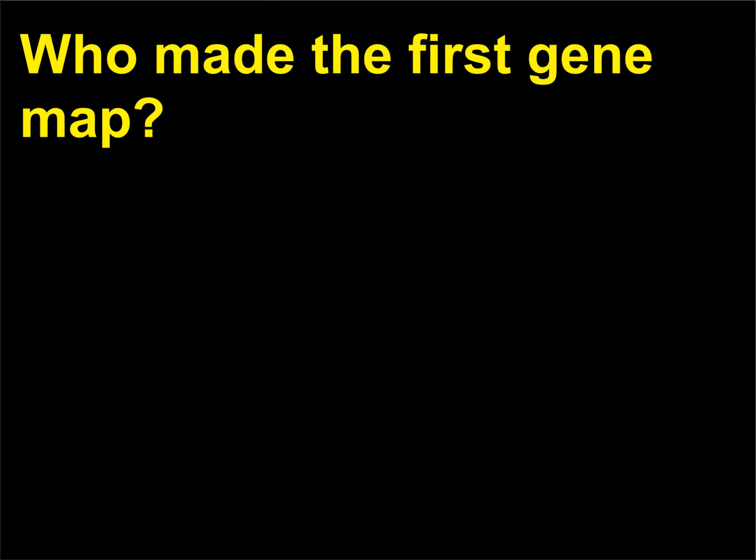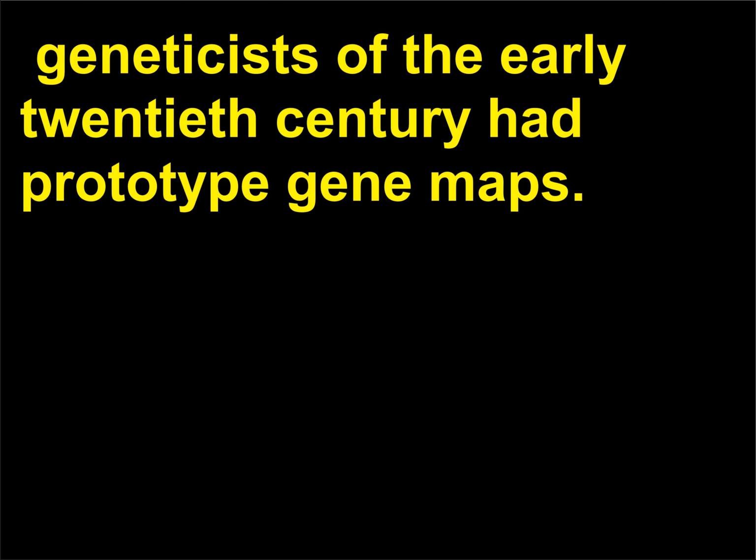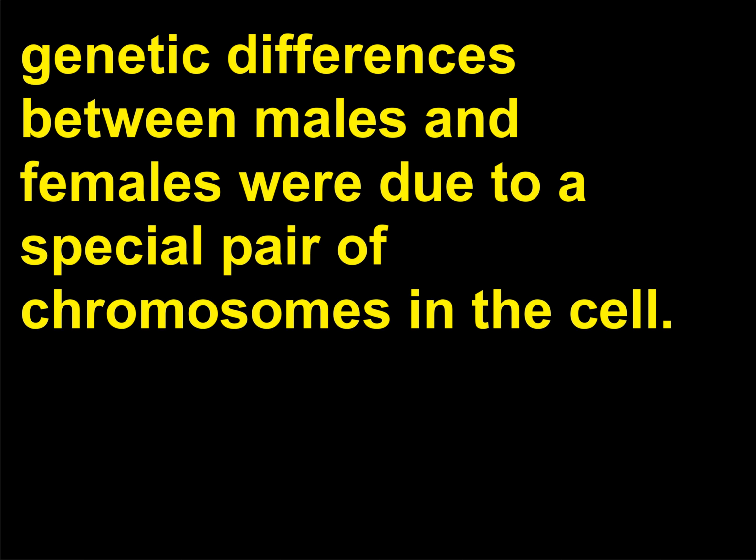Who made the first gene map? Although gene maps are a relatively recent means of locating genes, past 30 years, geneticists of the early 20th century had prototype gene maps. Edmund Beecher Wilson, 1856 to 1939, and his colleagues were the first to demonstrate that the genetic differences between males and females were due to a special pair of chromosomes in the cell.